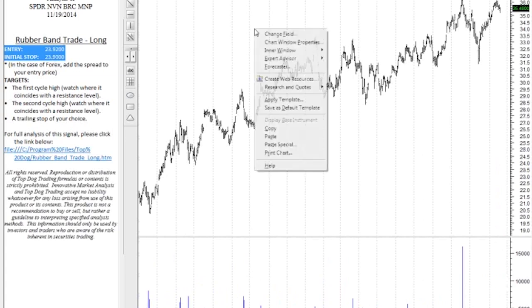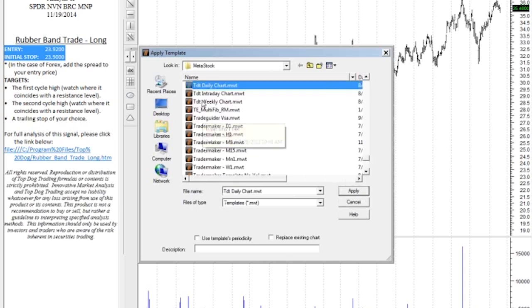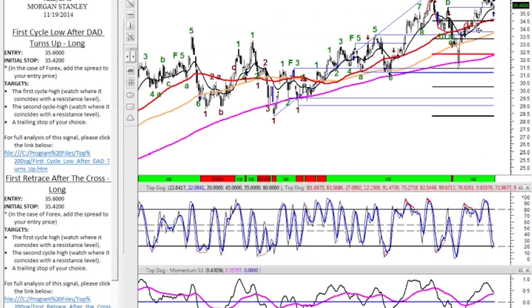I'm going to go ahead, and what I want to do now is apply the template so all of the indicators get there. The template starts with TD, Top Dog Trader, and I'm going to open that with the daily chart. When I do that, all of the levels are going to be applied for me. Here's the long setup, and I know it's going to be a long setup. So here we've got our initial entry, 3560.